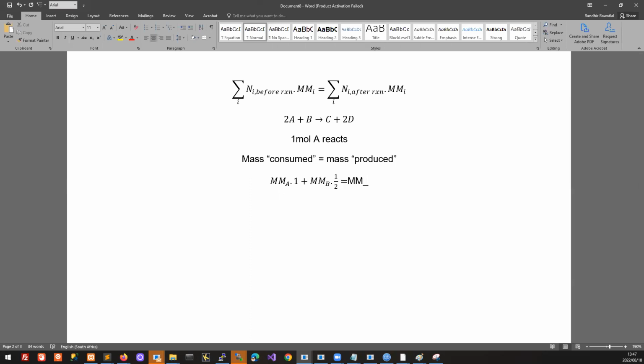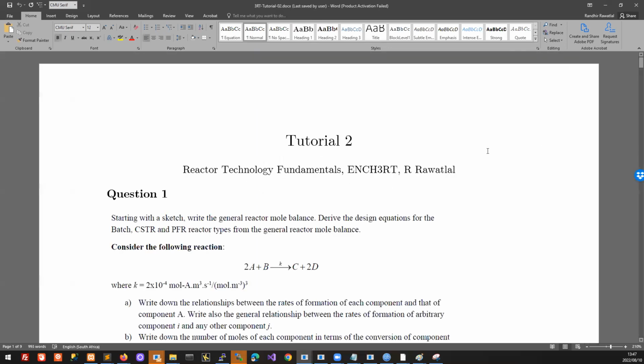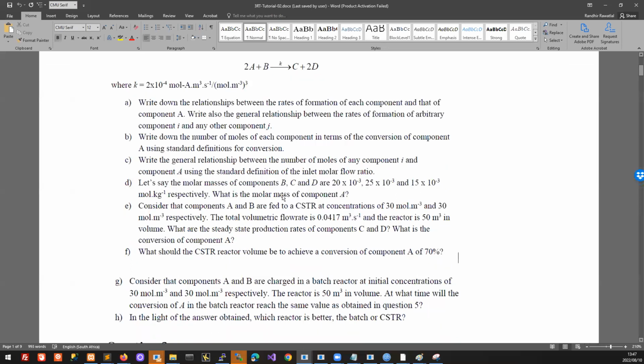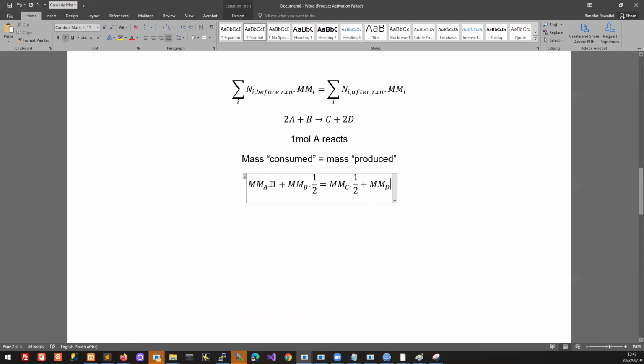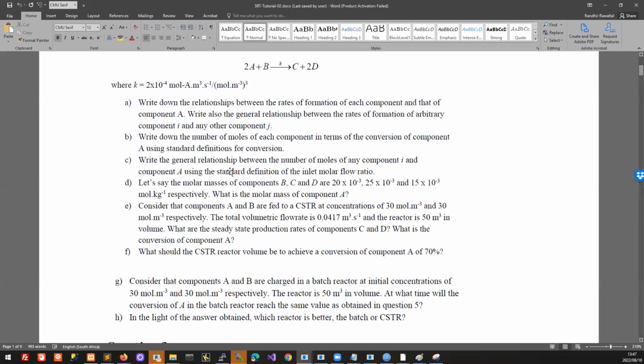So we can say molar mass of C times, and we can see for every 2 moles of A, there's 1 mole of C. So this is times 1/2 plus molar mass of D, and this is in the same amount. So what we want here is molar mass of A. So we can just solve this for A, right? So that amount minus molar mass of B over 2, that's going to be our molar mass of A. Okay.